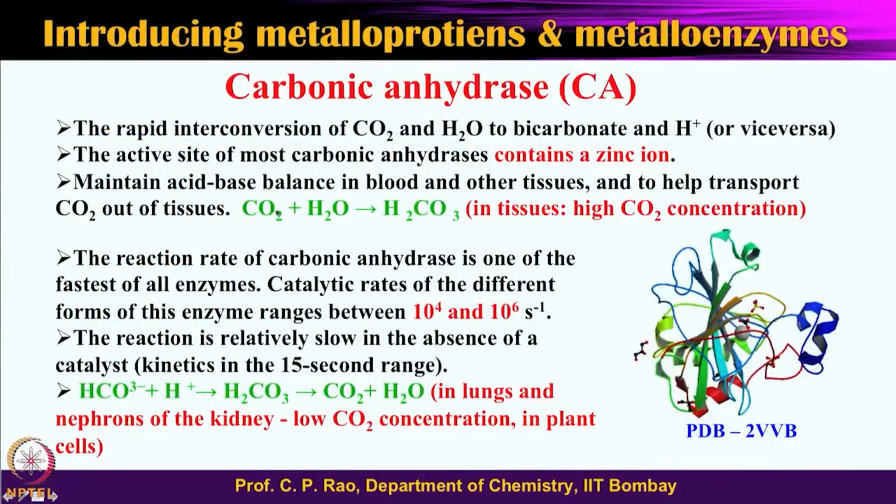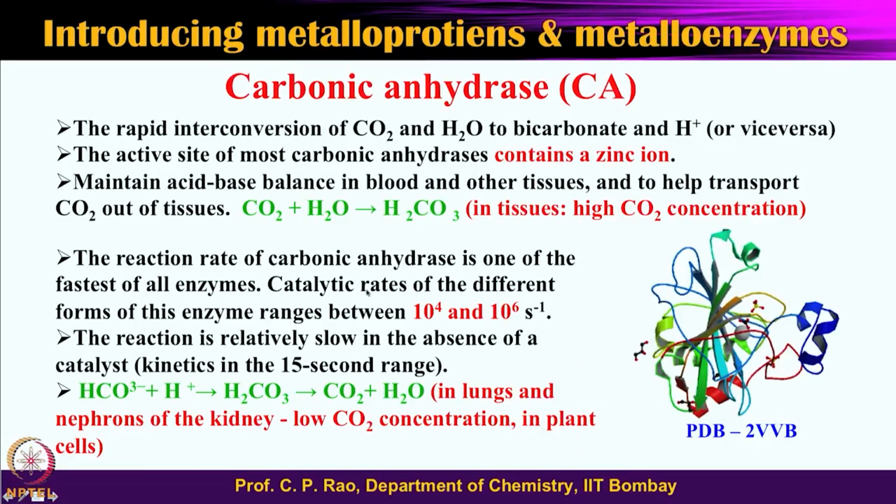The next enzyme I may just begin, but probably I will give you more details in the next class, but just have a look at carbonic anhydrase. You know that in the human body, the blood and other tissues are contaminated with carbon dioxide, and this carbon dioxide needs to be removed. So, this converts the CO2 into water and bicarbonate, and vice versa. The active site of carbonic anhydrase has a zinc ion, and there is no structural zinc in this. As you can see, CO2 plus H2O, H2CO3.